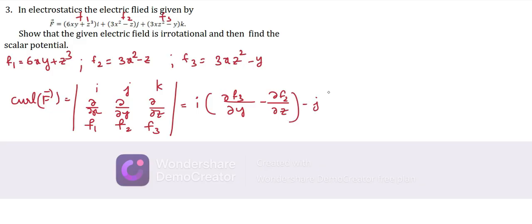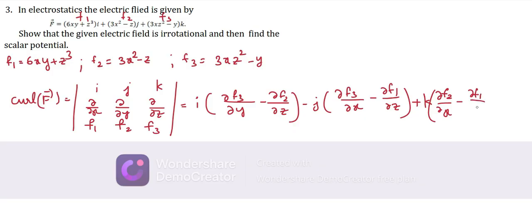So minus j into dou f3 by dou x minus dou f1 by dou z. Okay, so plus k into the partial differentiation, deleting the corresponding column and row, which is dou f2 by dou x minus dou f1 by dou y, right? Yeah, so we know what f1, f2, f3 are. Let us do the differentiation directly.